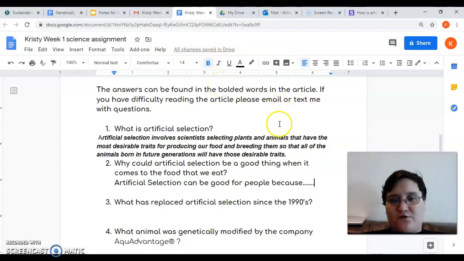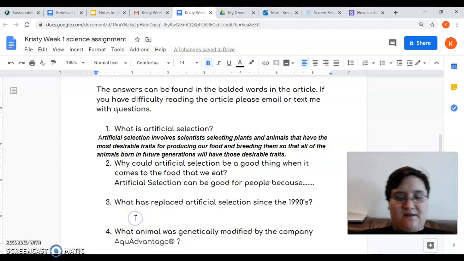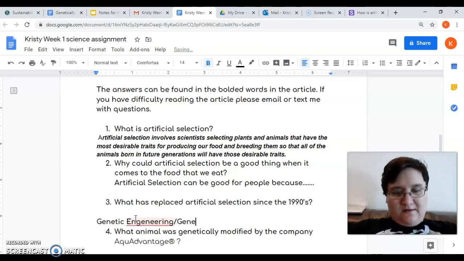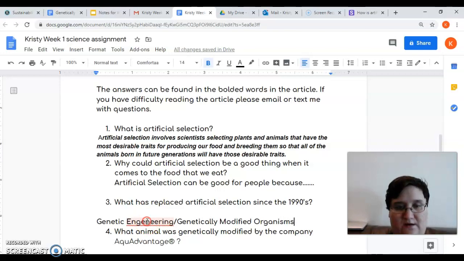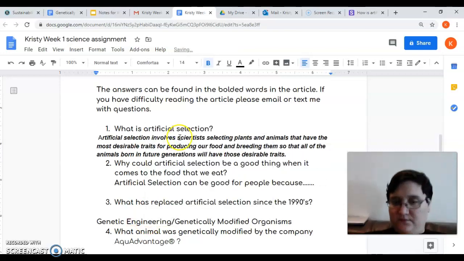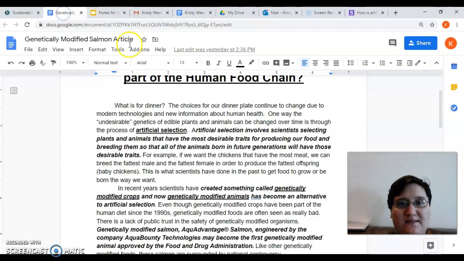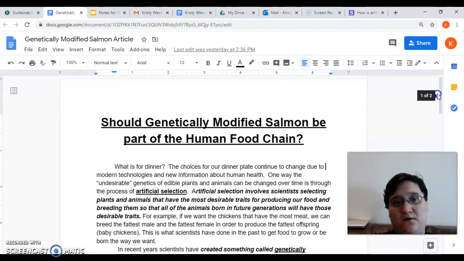What has replaced artificial selection since the 1990s? Genetic engineering, you can say that, or genetically modified organisms. It's the same thing. It's the same answer. I totally spelled engineering wrong. Alright, we're making our way through. What animal was genetically modified by the company Aqua Advantage? Well, it's in the title, folks. Genetically modified salmon.